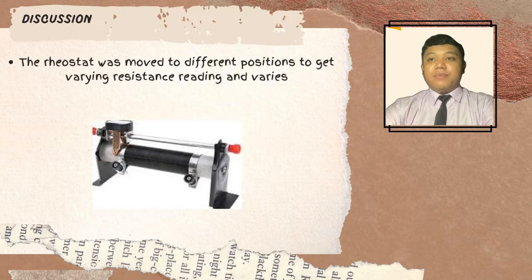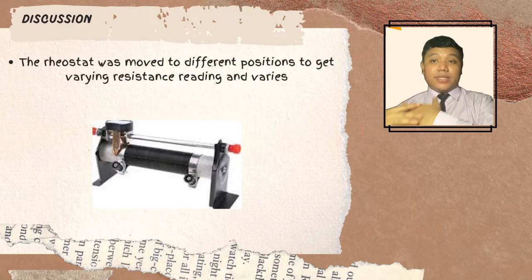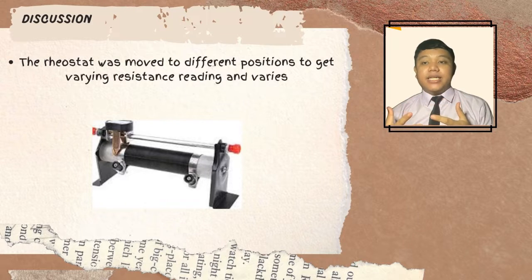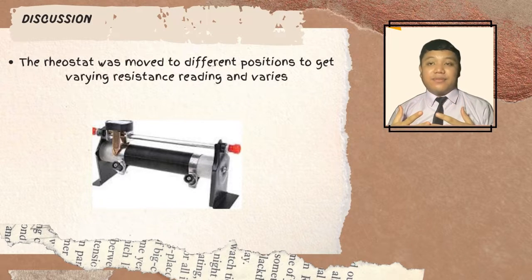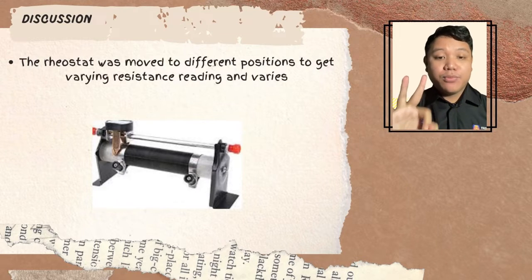In this experiment, the rheostat was moved to different positions to get varying resistance readings. This was done to obtain a set of current and voltage readings to plot the current-voltage curve. All readings were recorded in table 3.3.